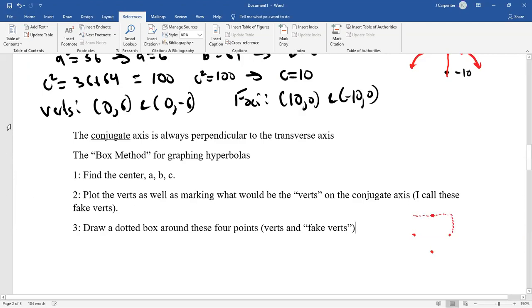I went too far to the right. I went too far down. It's fun not being able to look at what you're writing. There we go. That's what I mean by a box around those. So each of those vertices and fake vertices are the center of one of the sides of the box. This is what you'll be drawing up.